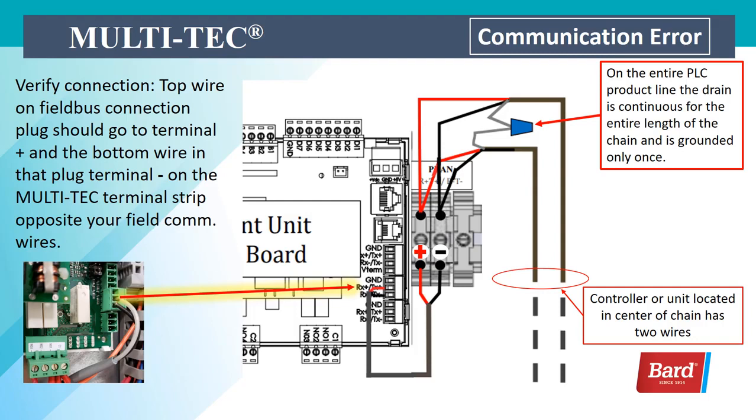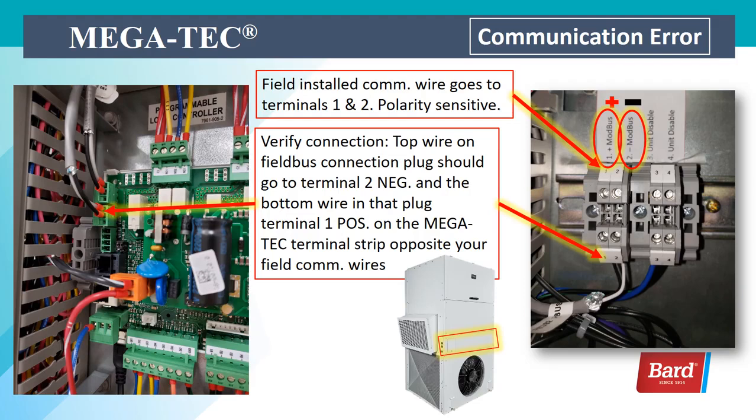The controller or unit located in the center of the chain has two wires. The ends only have one wire entering the unit or the controller. If you're working with a Megatech unit, the field installed communication wire goes to terminals 1 and 2 as shown on the right, and these are polarity sensitive.